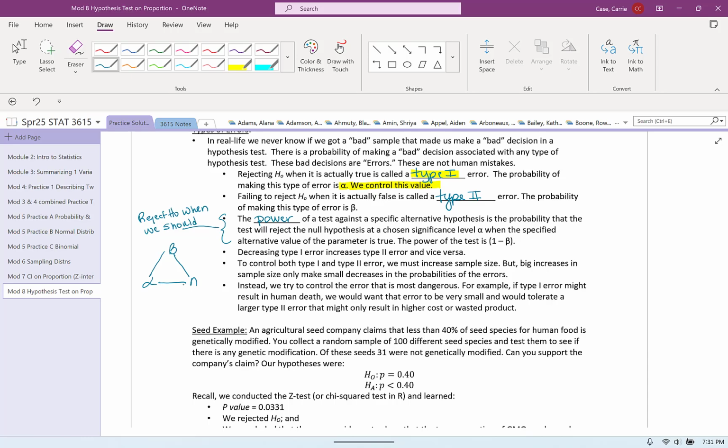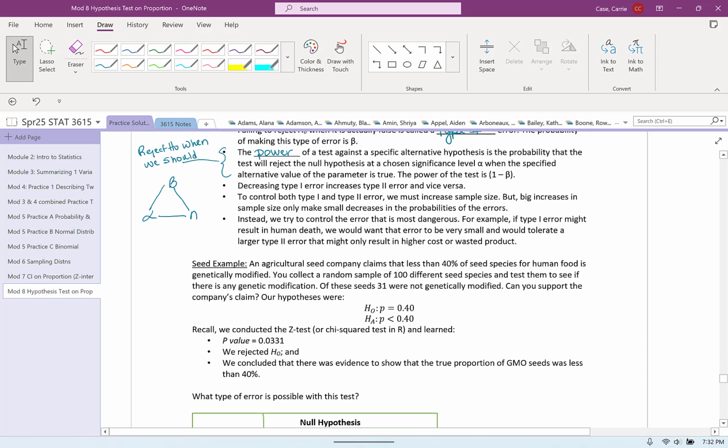And we have to make huge jumps in n, or sample size, to get both alpha and beta to go down. So because of that, instead, we try to control the error that's most dangerous. For example, if type 1 error might result in human death, we would want that error to be very small and would tolerate a larger type 2 error that might only result in a higher cost or wasted product.